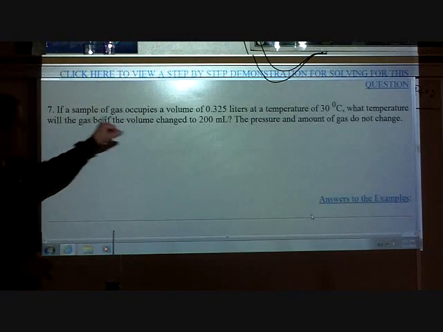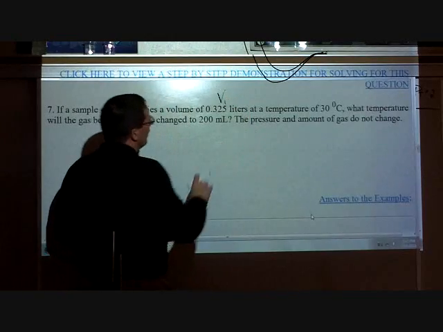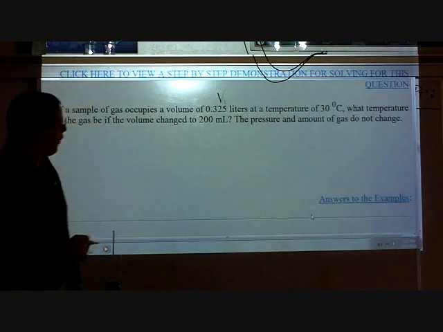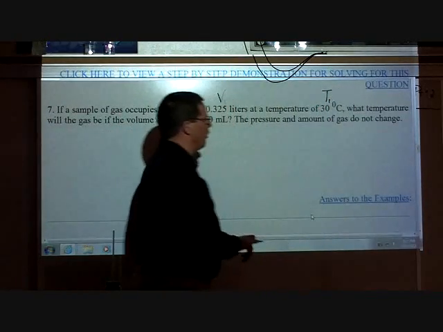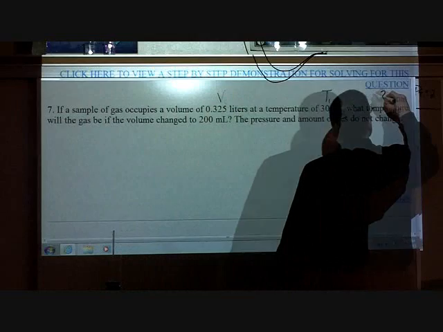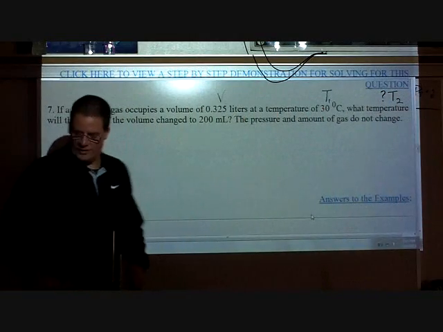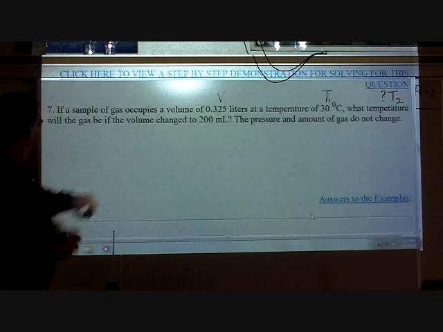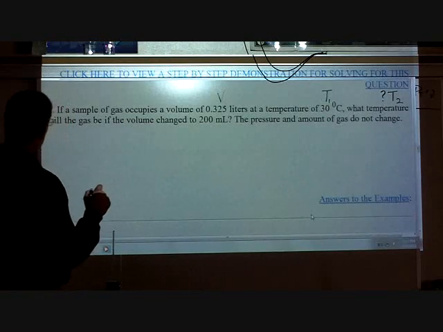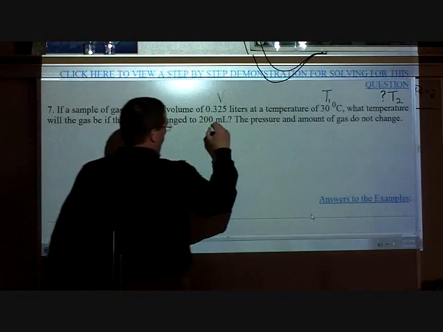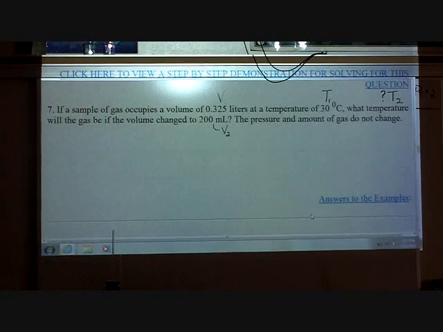It says, if a sample of gas occupies a volume, there's V1, of 0.325 liters at a temperature, there's T1, of 30 degrees Celsius, what temperature will the gas be at if the volume changes to 200 milliliters? So V2. And the pressure and the amount of gas do not change.